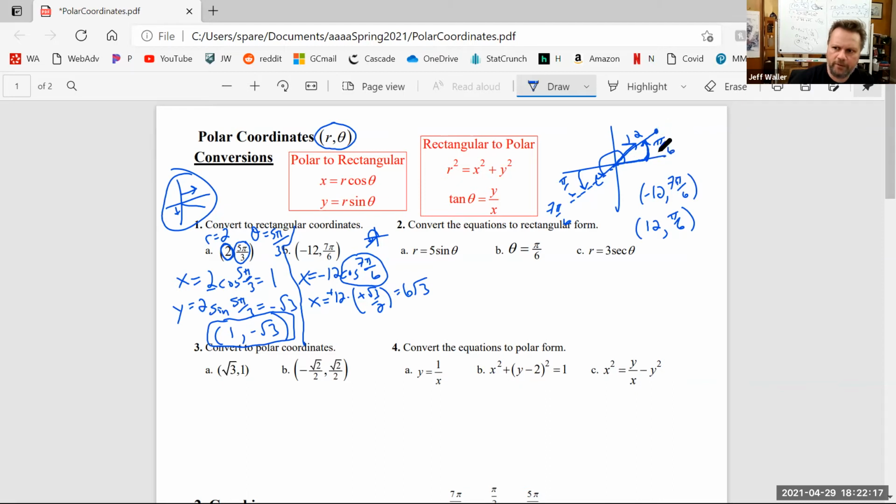And now I have to figure out what the y is going to be. So y is going to be negative 12 sine 7 pi over 6. And of course, what's the sine of 7 pi over 6 got to be? If cosine was negative root 3 over 2, sine's got to be negative 1/2. So this will come out to be positive 6. So 6 root 3 over, and then 6 up. That'll be where that point is.